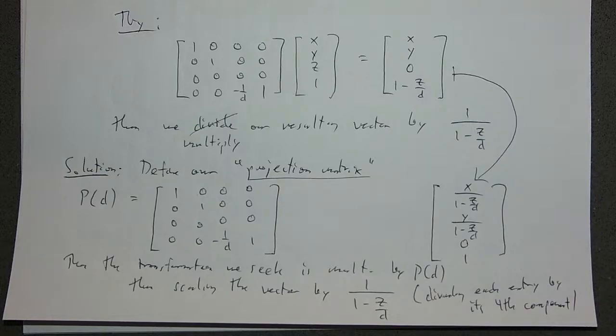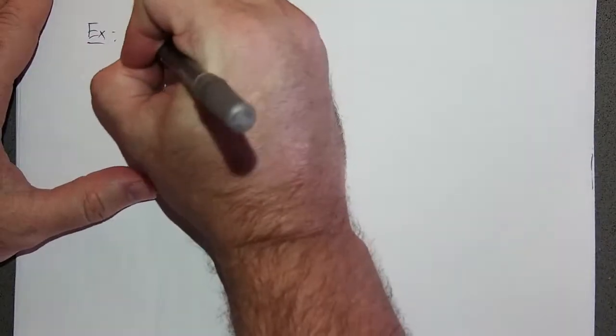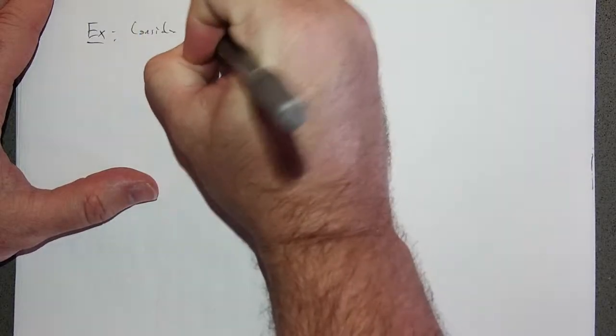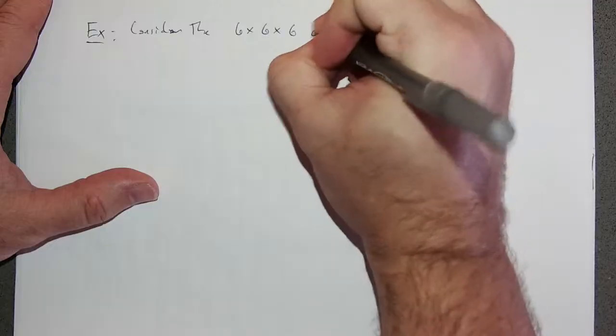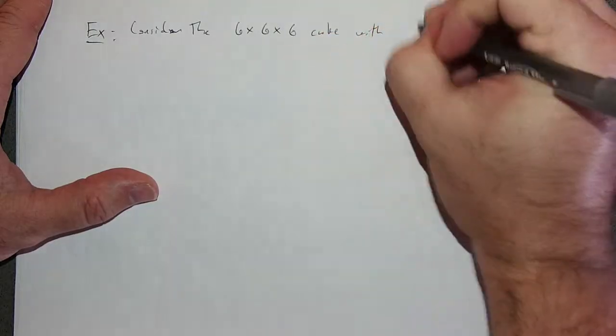So let's do a quick example here, showcasing how this would be. I'm not going to fully do this out because it's a pretty big multiplication, but you can rest assured that the numbers work out nicely. So consider the 6 by 6 by 6 cube with the following vertices.